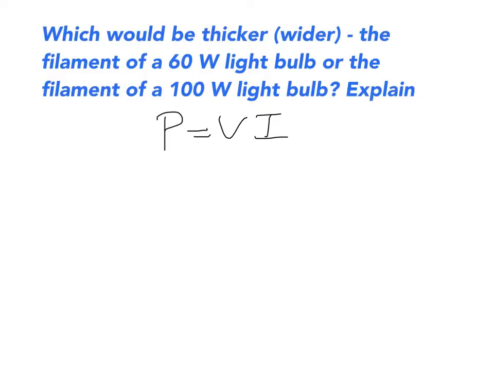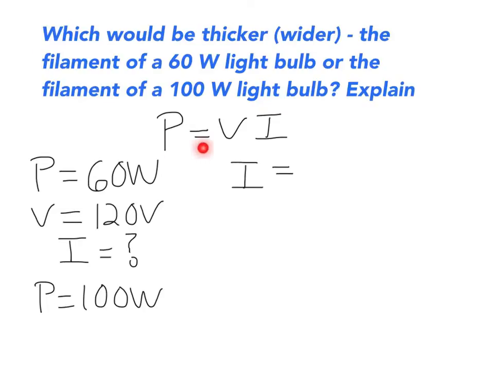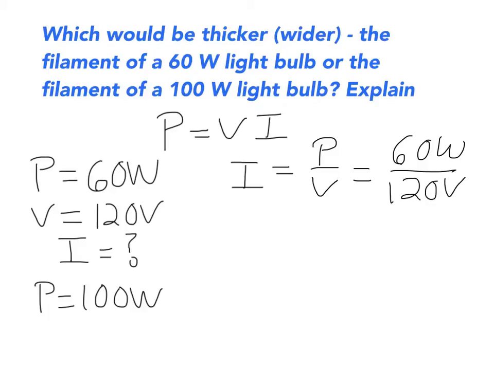So let's do that. We'll do each light bulb separately. The power is 60 watts, the voltage is 120 volts, and I want to know what the current is. And the other light bulb is 100 watts. So we'll do each of them and see which one's current is higher. So for the 60 watt light bulb, using this formula, current is power divided by voltage. So we'll do the 60 watts divided by 120 volts. So the current is going to be half an amp for that light bulb.